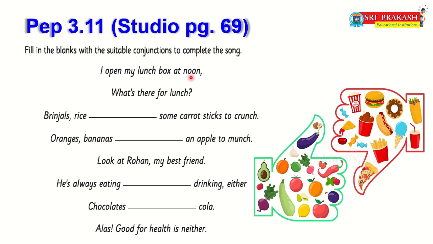I opened my lunchbox at noon. What's there for lunch? Brinjal's rice and some carrot sticks to crunch. Oranges, bananas and an apple to munch. Look at Rohan, my best friend. He's always eating or drinking either chocolates or cola. Alas, good for health is neither. Which means neither chocolates nor cola are good for health.